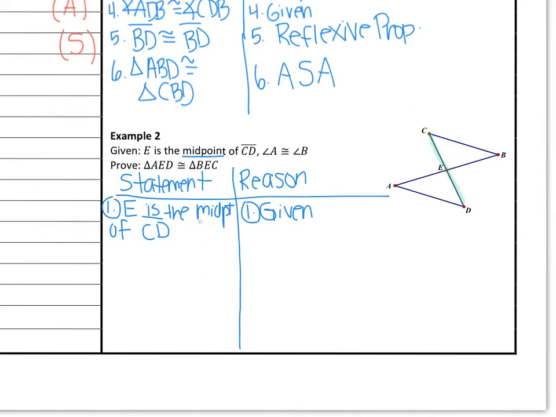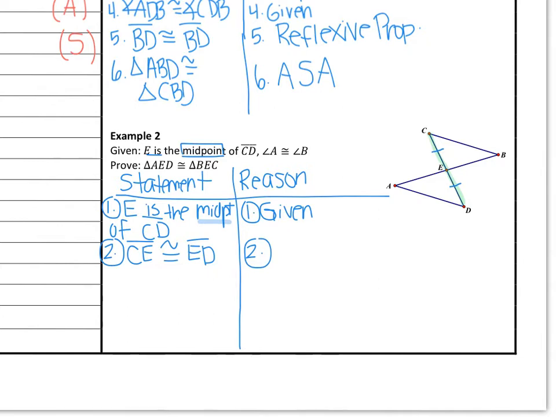Well, if E is the midpoint of that line, then that means that it's right in the middle of it, which means that CE on the top of it and ED on the bottom are two congruent pieces that have been split in half by the midpoint. So I'm going to use the midpoint to say that CE is congruent to ED. Again, I can only say this because it says that E is the midpoint of my line segment CD.